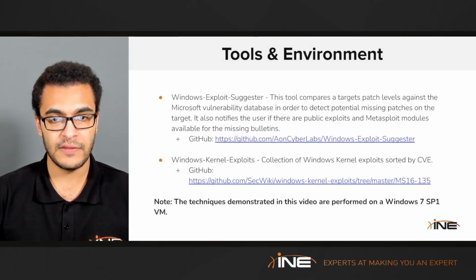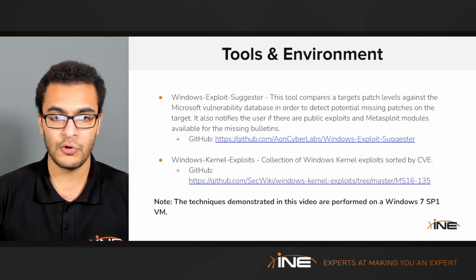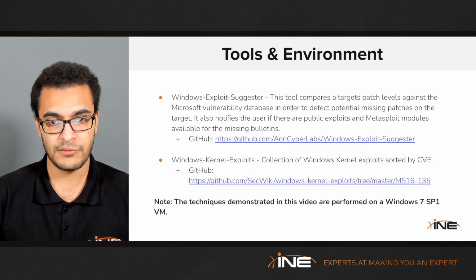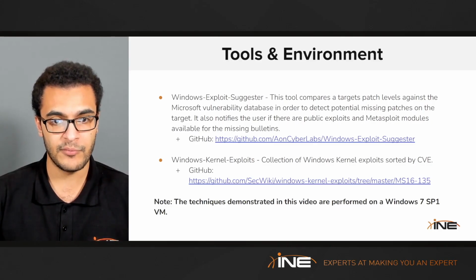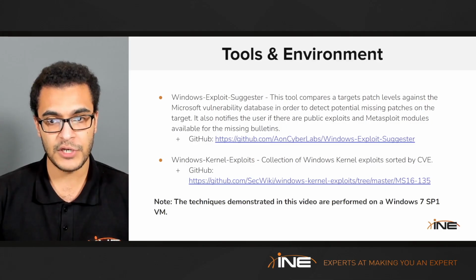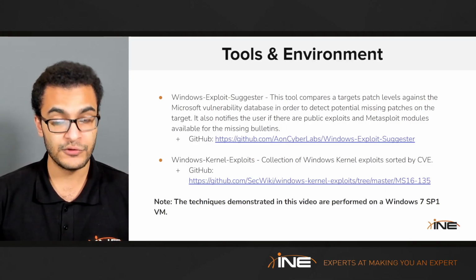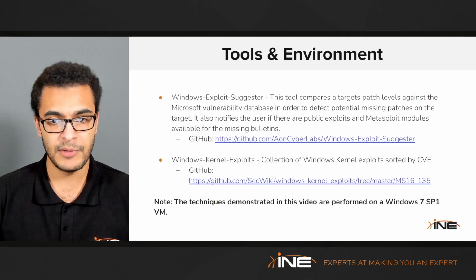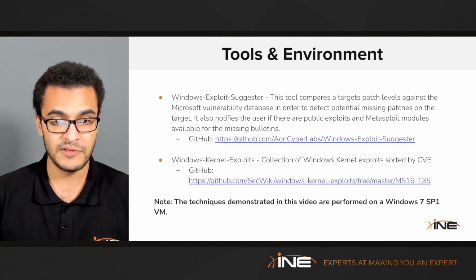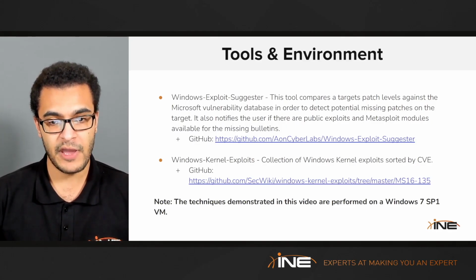Now, as for the tools and the environment that I'm going to be using to demonstrate the kernel exploitation process, we are going to be utilizing a tool called the Windows Exploit Suggester. This is a Python tool that compares a target's patch levels against the Microsoft Vulnerability Database in order to detect potential missing patches on the target. It also notifies the user if there are public exploits and Metasploit modules available for the missing bulletins or patches. The GitHub repository has been linked to this slide, and of course, I'll be showing you how to get the tool set up and how to use it.